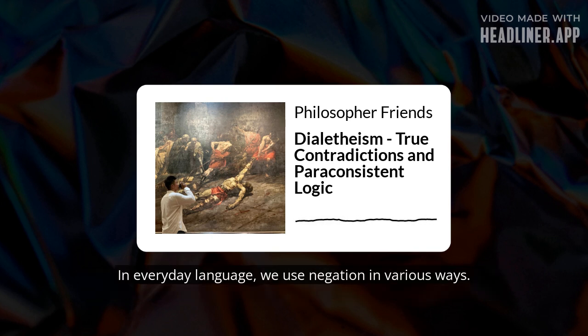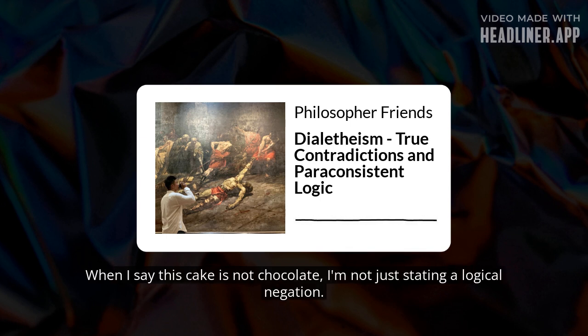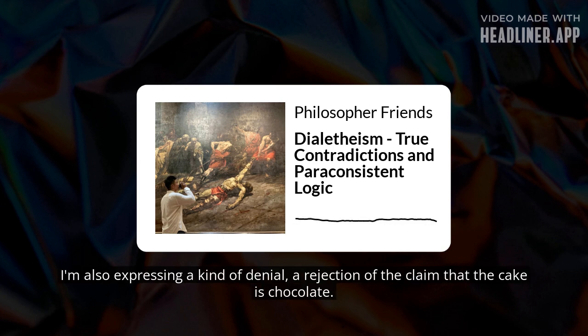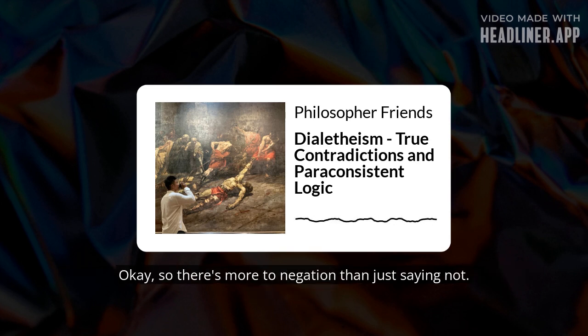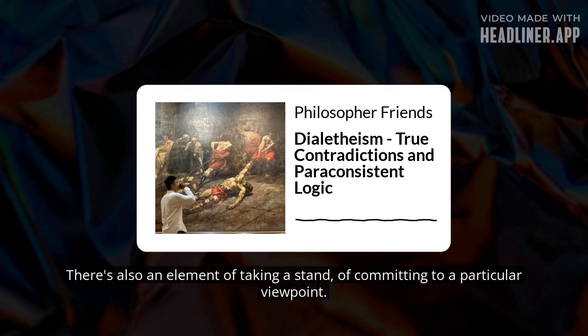Think of it this way. In everyday language, we use negation in various ways. When I say, this cake is not chocolate, I'm not just stating a logical negation. I'm also expressing a kind of denial, a rejection of the claim that the cake is chocolate. Okay, so there's more to negation than just saying not. There's also an element of taking a stand, of committing to a particular viewpoint.